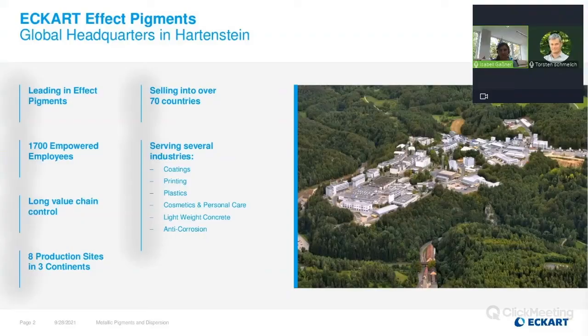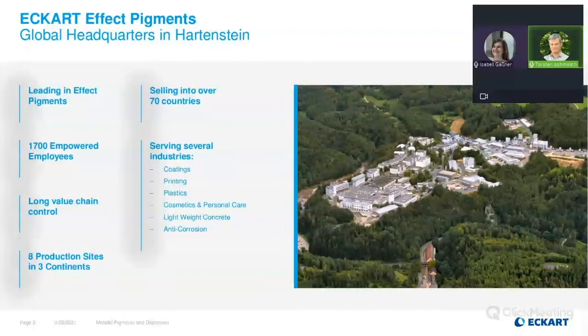ECKART, as one of the leading manufacturers of metallic pigments worldwide, has its headquarters in Hartenstein in Bavaria, more precisely in the heart of Franconia, very much in the nature surrounded by forests and villages, as you can see here in the picture. The city of Nuremberg is about 50 kilometers from here.